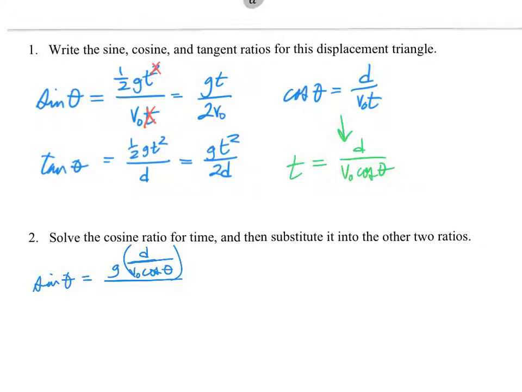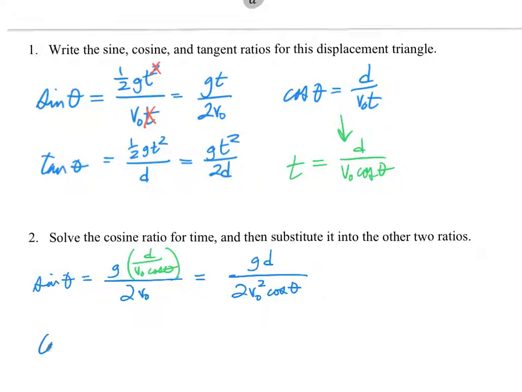Actually, I'm going to redo that in color just to keep the theme going here. So d over v naught cosine theta, and that would be over 2v naught. And if you simplify all of this, you'll get gd over 2 v naught squared cosine theta.